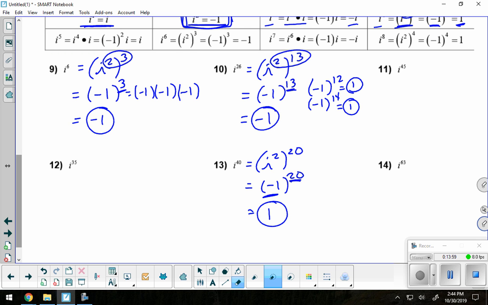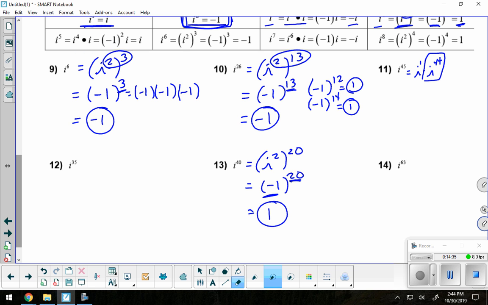Okay, so those weren't too bad. But now what if you have an odd exponent like 45 or 35 or 63? How do you evaluate these? So what you want to do first is make it into an even exponent. Here's how you do that. Take out an i, which is going to reduce it by 1. So instead of i to the 45th power, now we have i to the 44th. Okay, but again, this is technically the same thing. i to the 45th is the same thing as having i to the 1st times i to the 44th. Same exact statement.